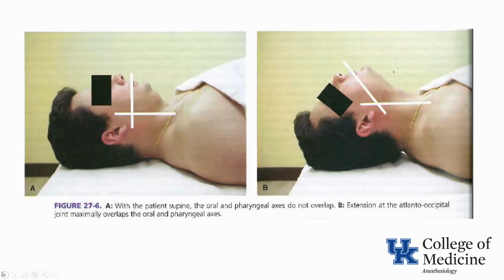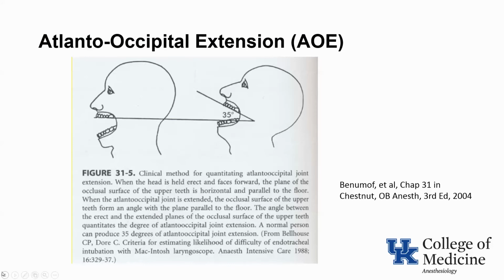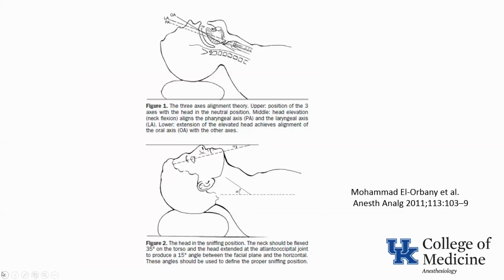This just illustrates the importance of atlanto-occipital extension. Maximal extension is about 35 degrees, and this has two favorable consequences. One is increasing the mouth opening, and the second is giving optimal alignment of the larynx. And this just illustrates how one might estimate the degree of atlanto-occipital extension.